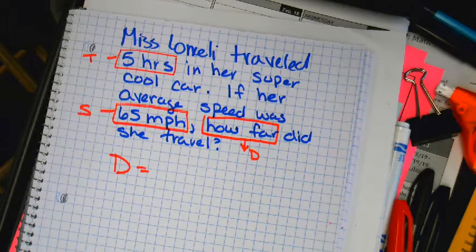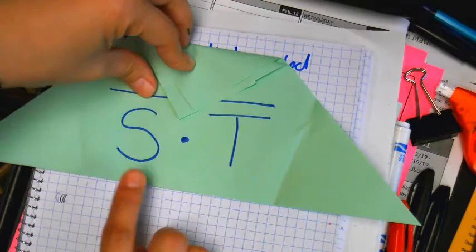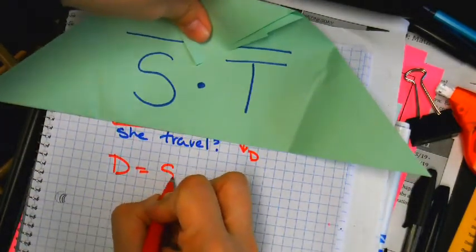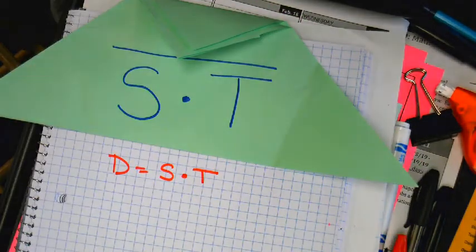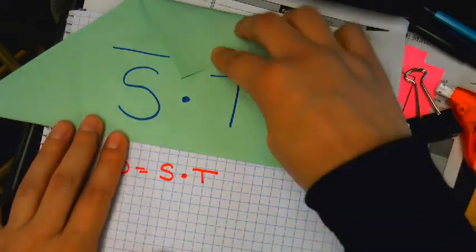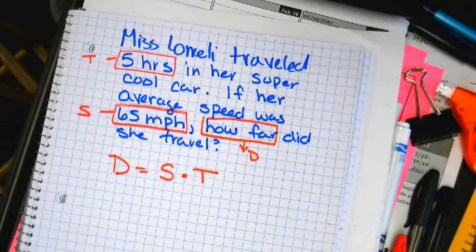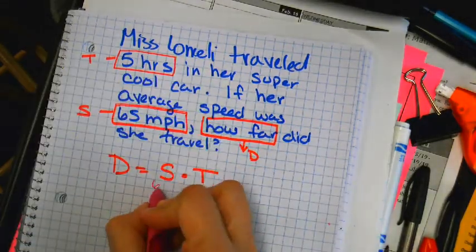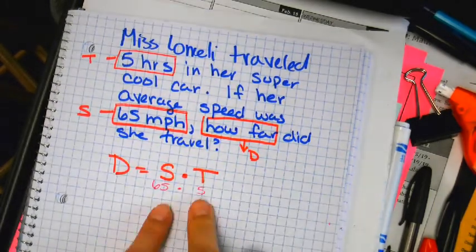Speed times time, right? When I cover up the D, I'm left with speed times time. So I'm going to write that down. Your triangle tells you the formula. Cover up the distance, I'm left with speed times time. What's my speed? 65 times, what's my time? 5. So what do I have to do with these two numbers?